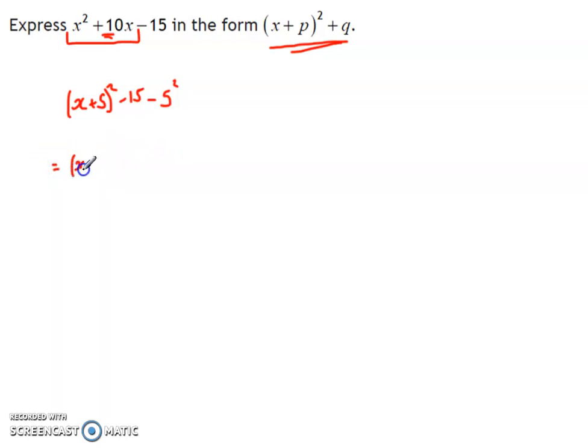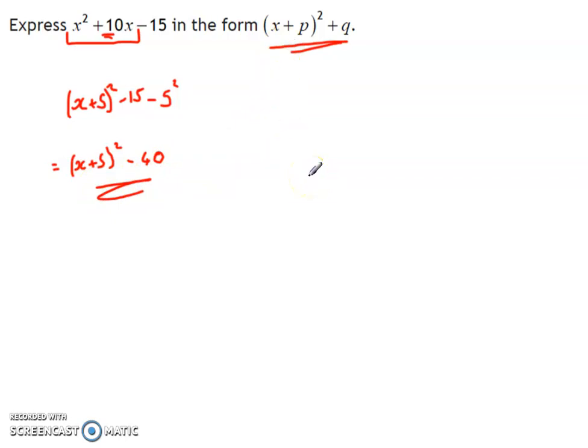So we keep the bracket, the x plus 5 all squared, and then we sort this bit outside. So 5 squared is 25, negative 15, take away 25, gives me negative 40. So there you go, it's in that format there.